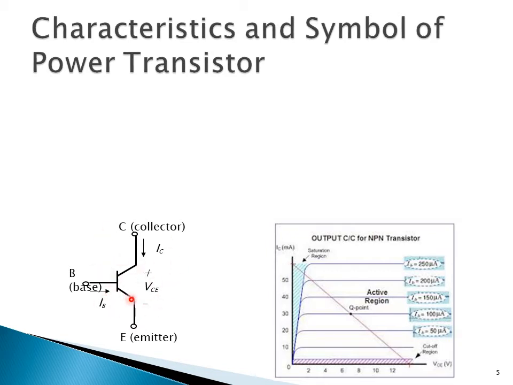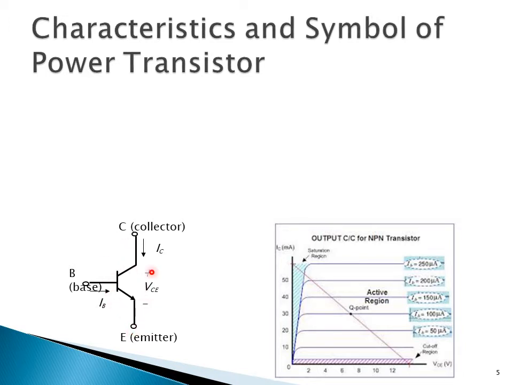So if it is in the saturation region, the collector current is going to be high and the voltage drop between emitter and collector is going to be low, and it is similar to a switch closed. So saturation is a region that tells you the transistor is in the on state. Whereas in the cutoff region, the voltage is very high but the current is very small. What it means is the collector current going to the emitter is very small, and it happens in the cutoff region.